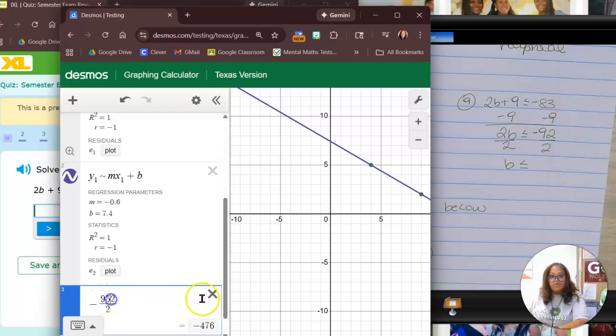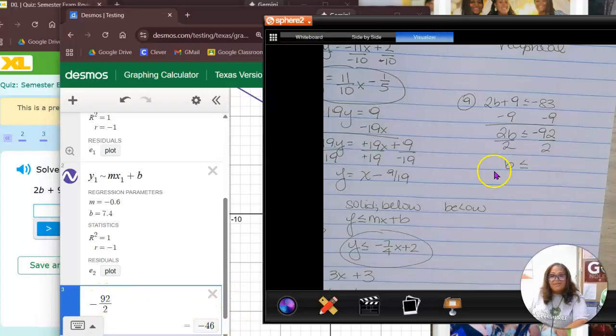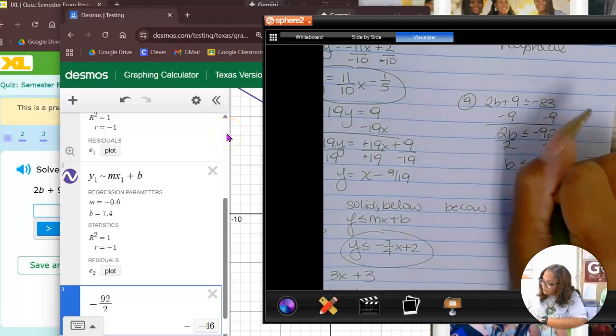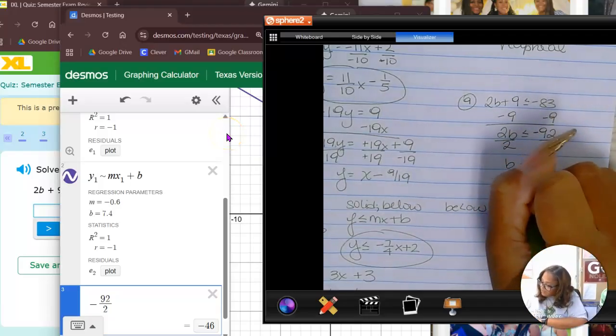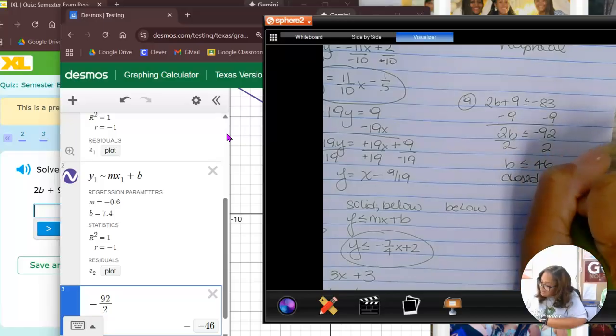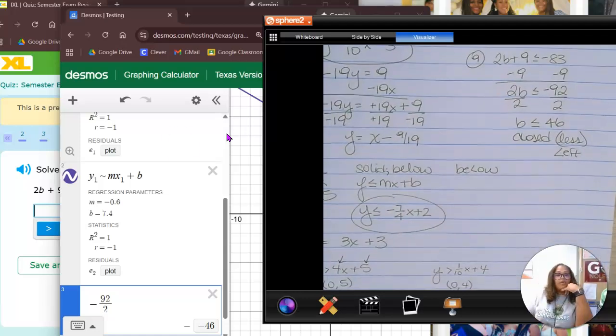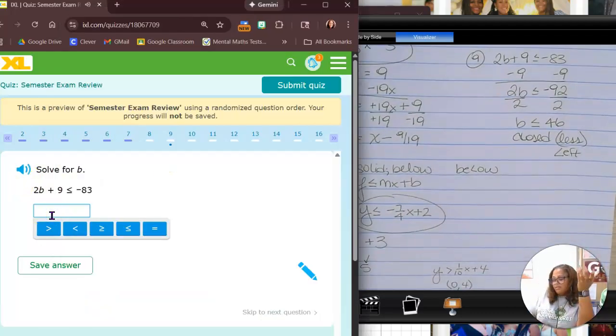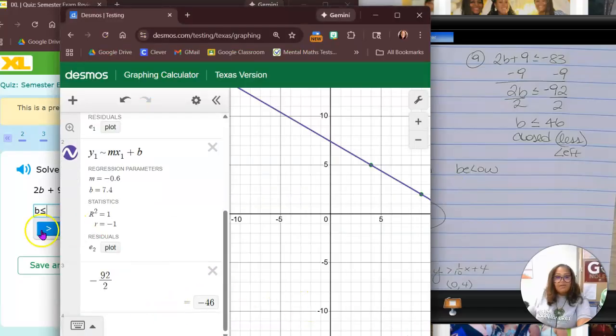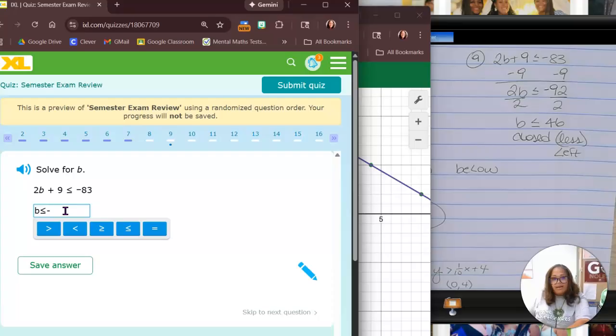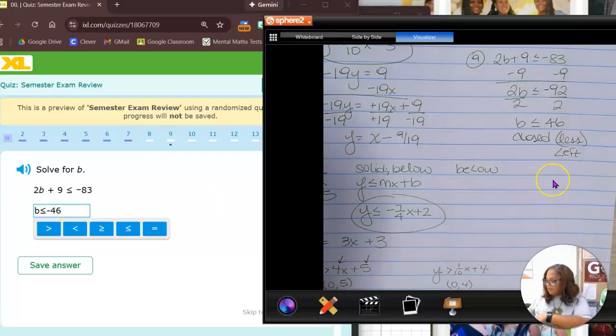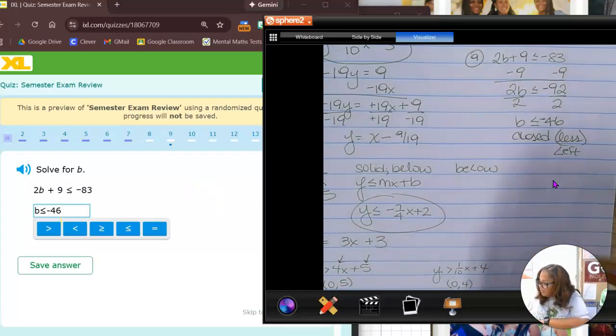Negative 92 cut in half. I put 952. 46. This is closed. And it's less. So to the left. Oh, I don't even need that. Solve for B. B is less than or equal to, it should be negative 46. It is. Negative 46. Let me fix that on my paper.